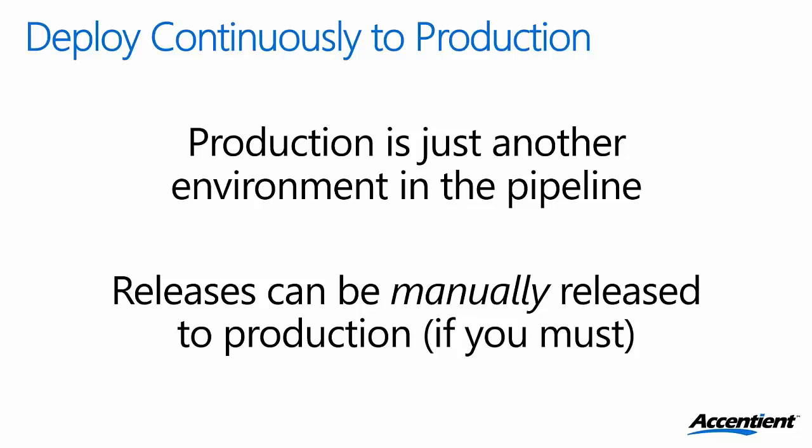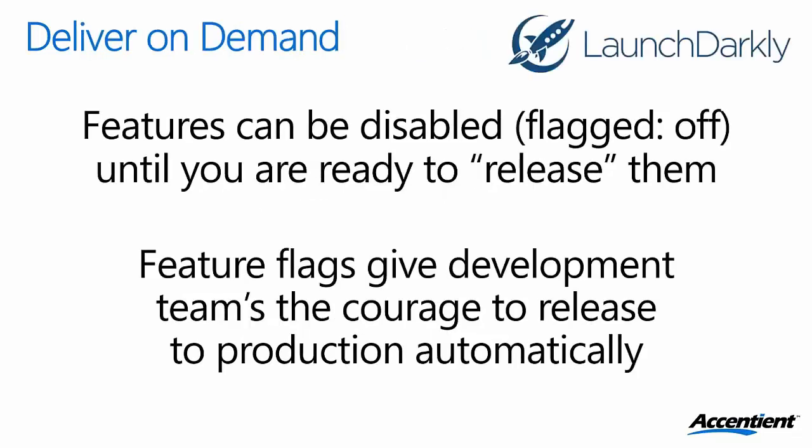Kind of a review here. Production is just another environment in the pipeline. Releases can be manually released to production if you must, but the big boys are releasing automatically to production. What they're doing, and this is sort of the last slide here, is they're delivering on demand. So they are automatically releasing to production, but things are flagged off.